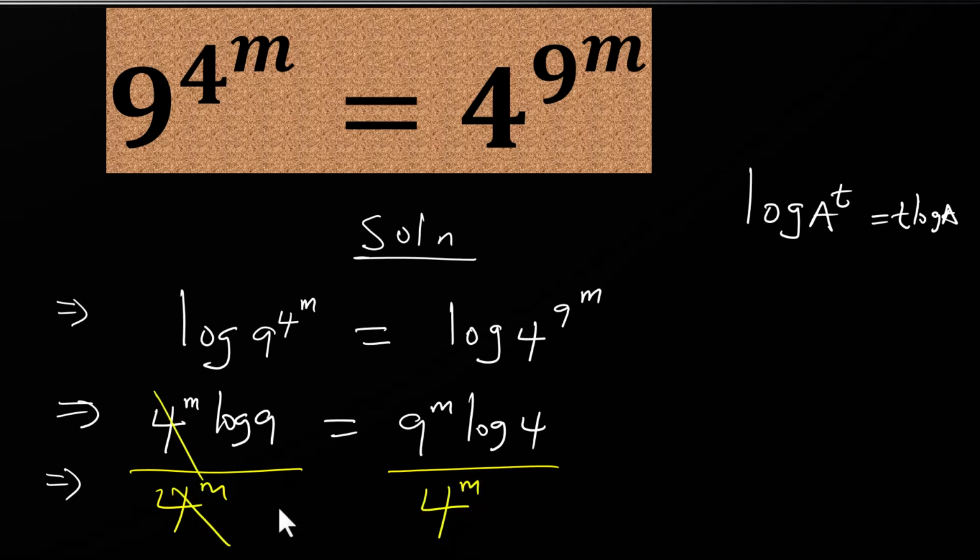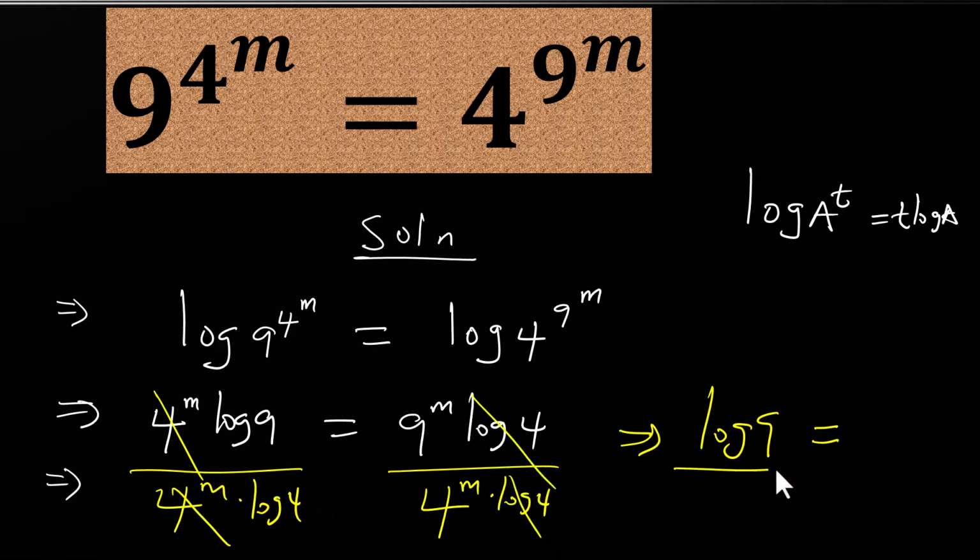So I will leave log 9 equals, so let me also divide both sides by log 4, which will pave way for log 4 coming to the left. So this one will cancel, giving log 9 over log 4. And this side will be 9 to the power m on 4 to the power m. As simple as that.